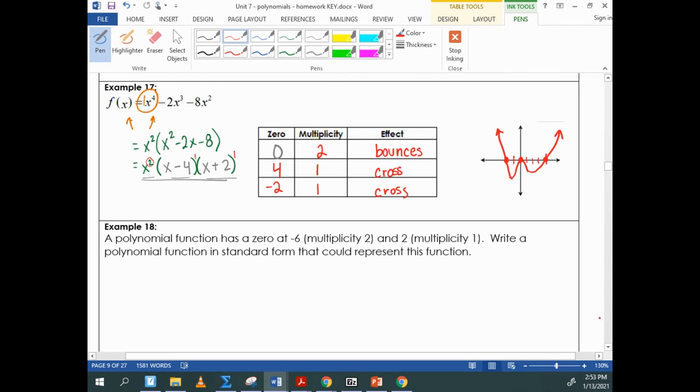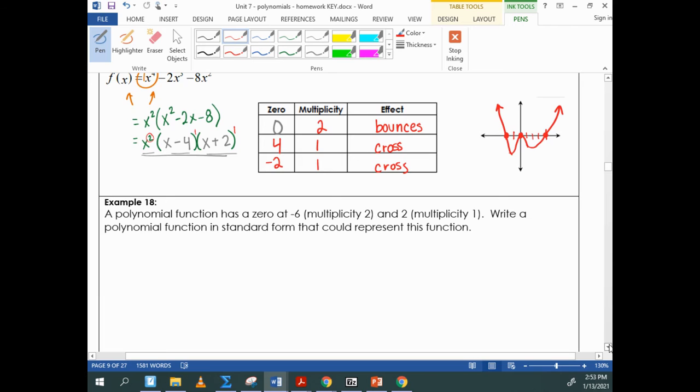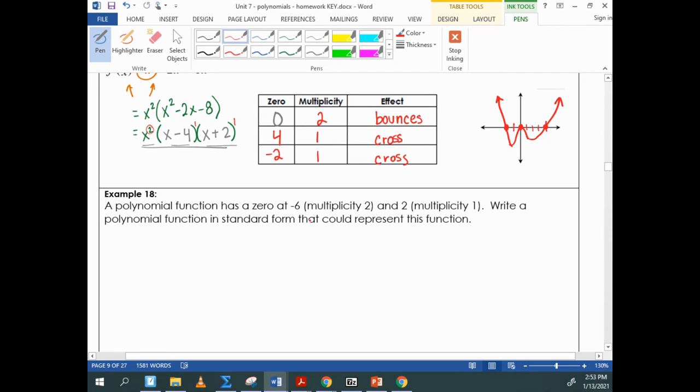Okay. All right, last example. This time they're going to describe the picture.